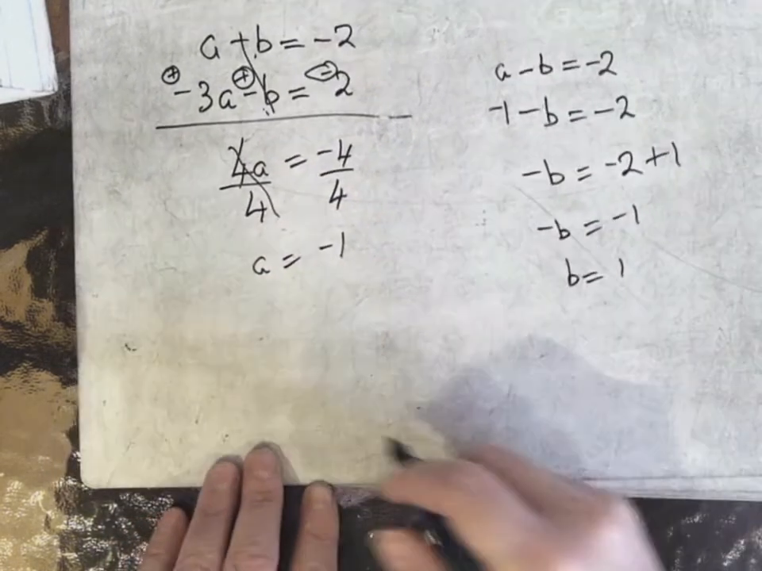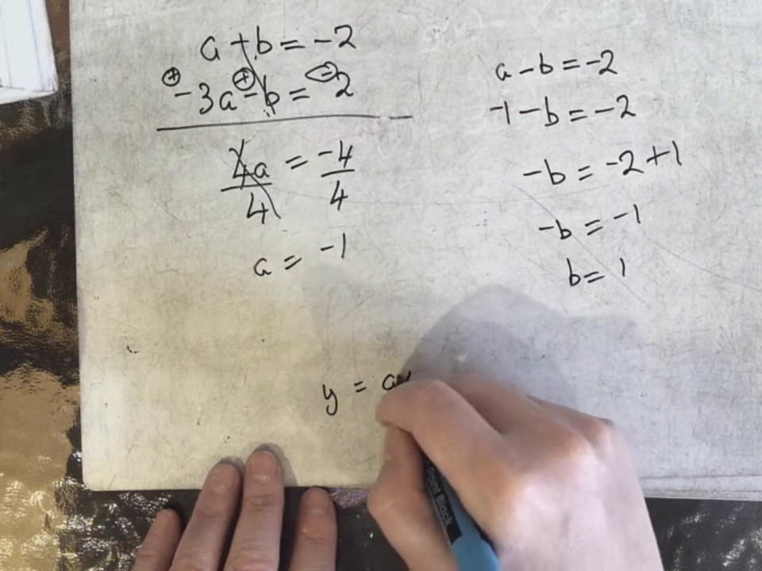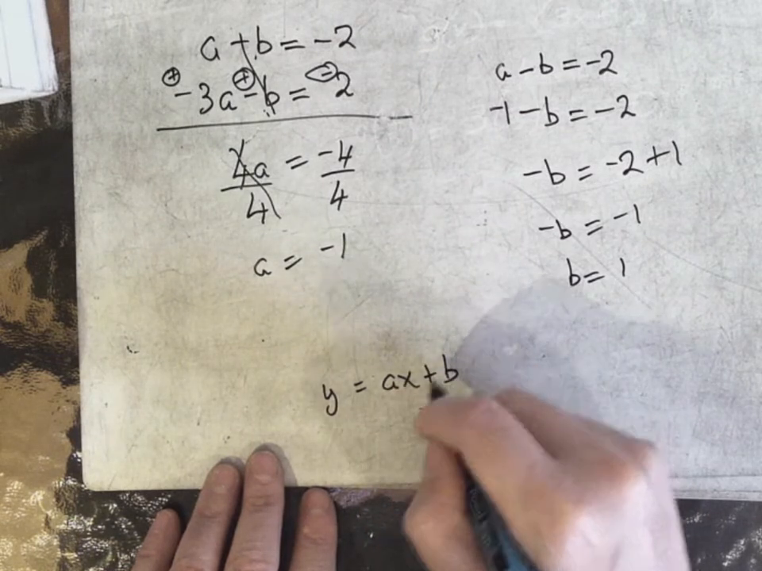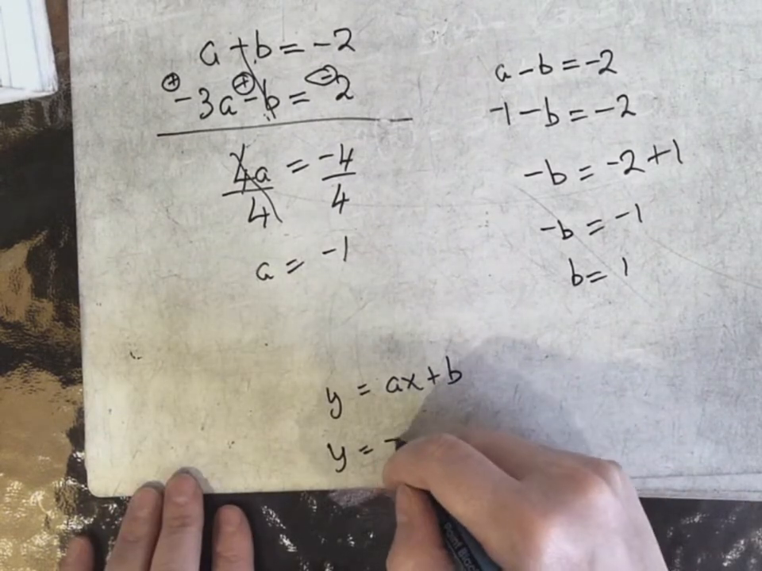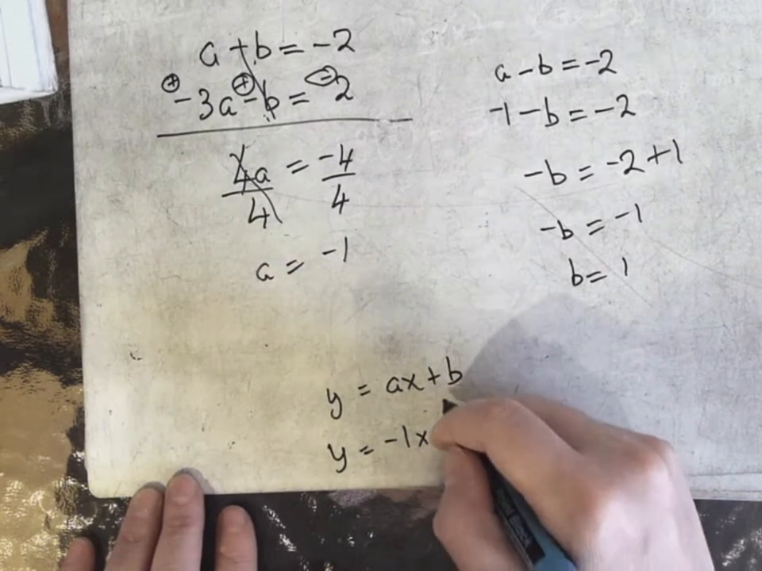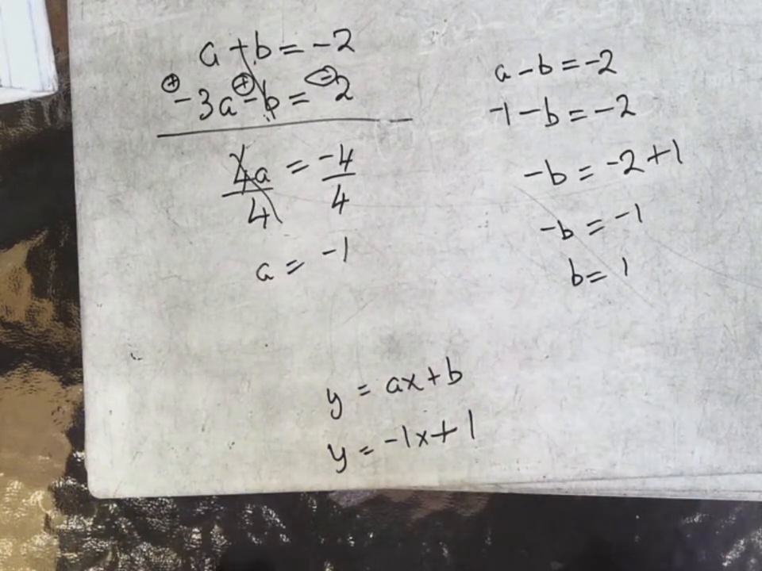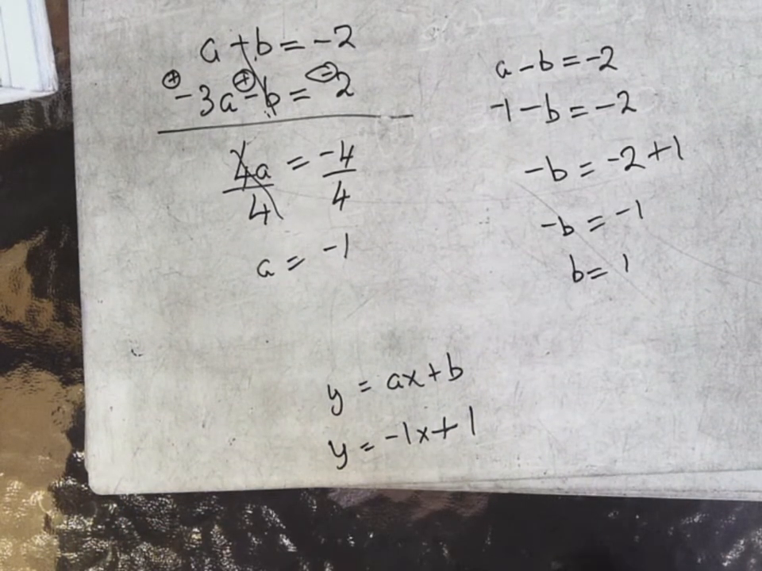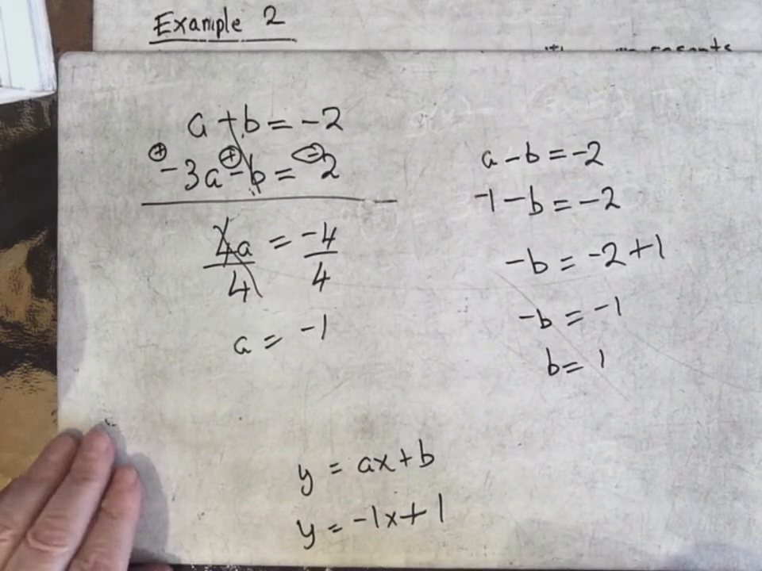So remember, the equation was y equals ax plus b. So that's y equals, I just figured out that a is minus 1. So it's minus 1x plus b, which is plus 1. And that's your answer. That's your equation of your line. Okay? So do you want to pause and write that down?